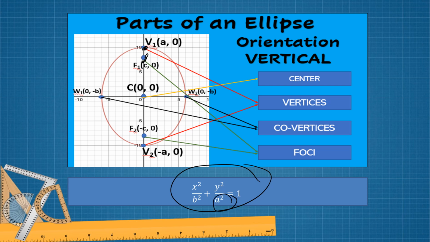If the greater denominator is located below the y variable, therefore it is oriented vertically. While if the greater denominator is located on the denominator of the variable x, therefore the graph of the ellipse is oriented horizontally.